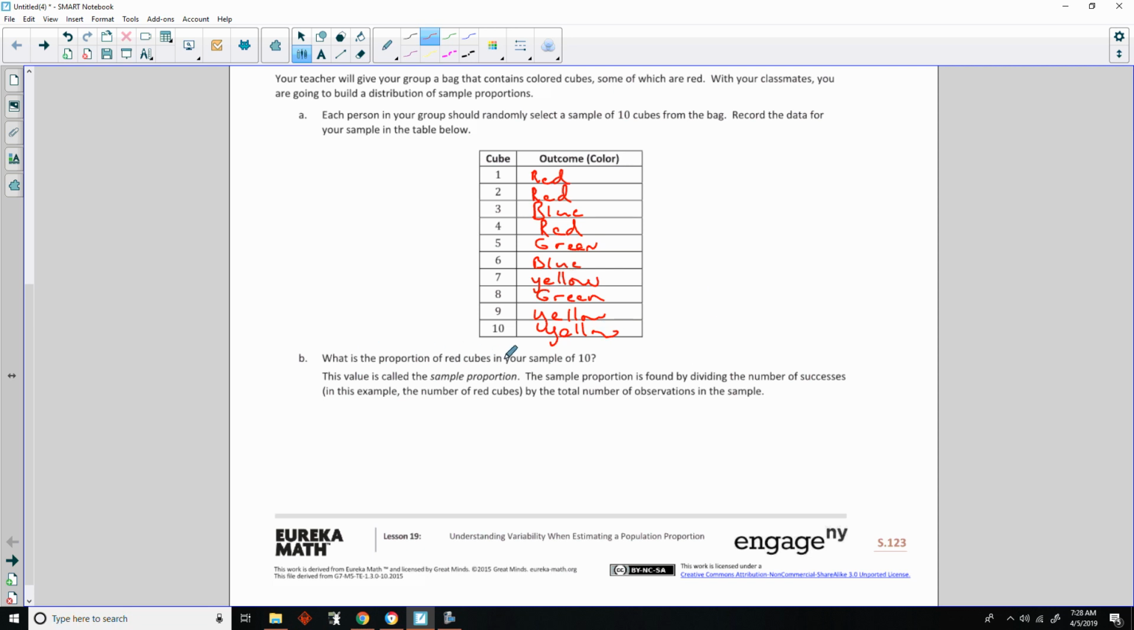What is the proportion of red cubes in your sample of 10? There's 1, 2, 3 out of 10. So red, red, red. The rest are yellow, yellow, green, yellow, blue, green, blue. So it's 3 out of 10. So this value is called the sample proportion. The sample proportion is found by dividing the number of successes, in this example the number of red cubes, by the total number of observations in the sample.